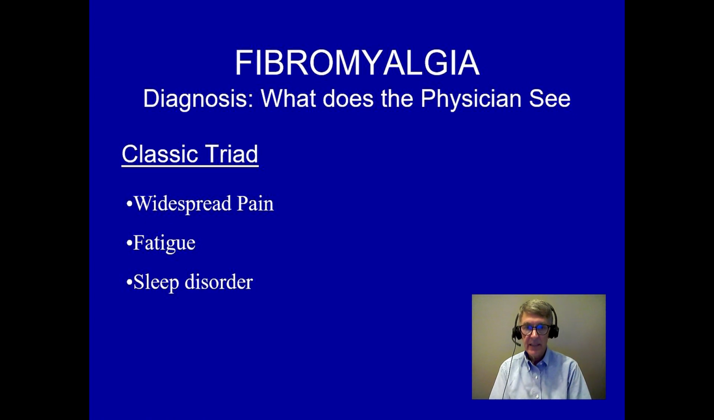So what do we see when we encounter fibromyalgia? How do we make the diagnosis? The typical presentation of fibromyalgia is generally a woman, although not exclusively, somewhere in middle age, between the ages of 20 and 60, who presents with chronic widespread pain and aching associated with fatigue and a sleep disorder. Typically, they have fitful sleep and sleep that's non-restorative. In other words, they go to bed and do not wake up rested. The classic triad is widespread pain, fatigue, and a sleep disorder.